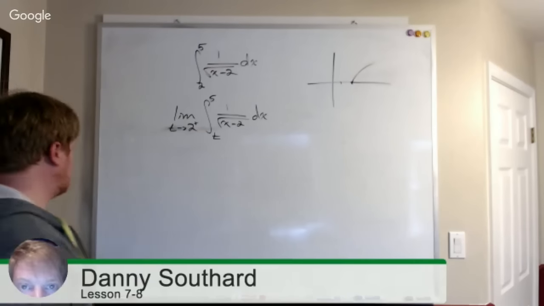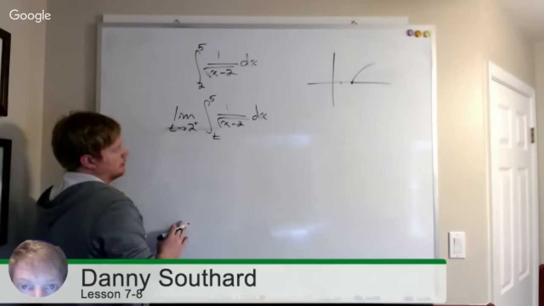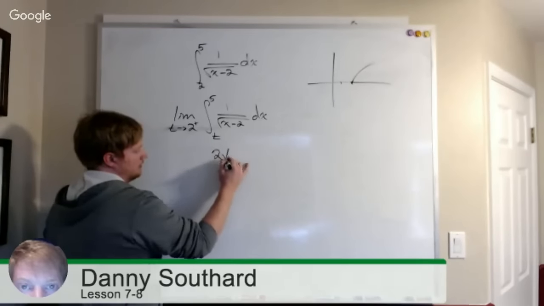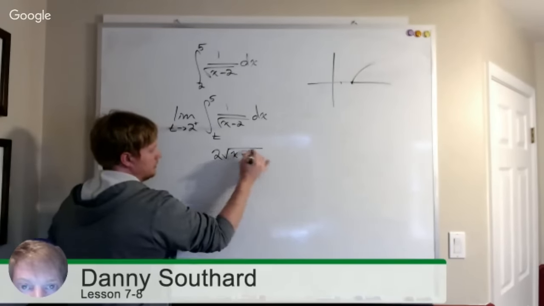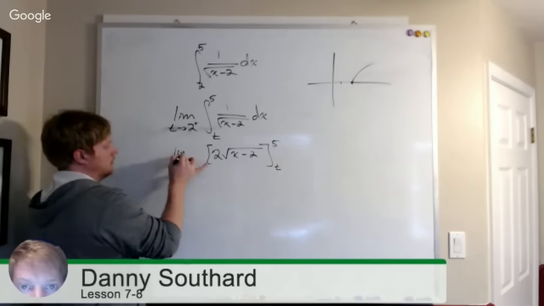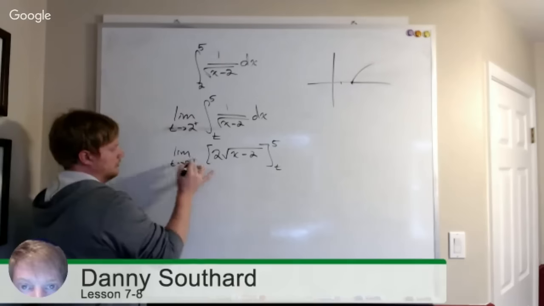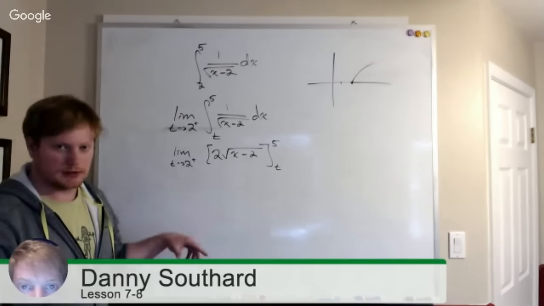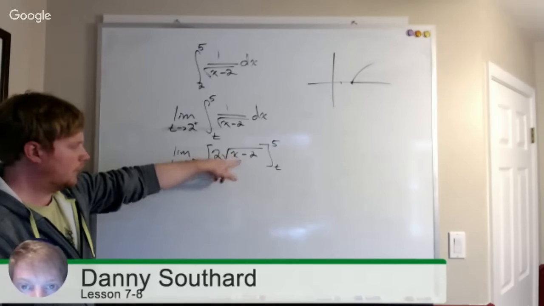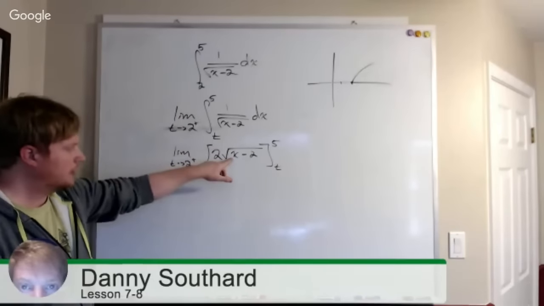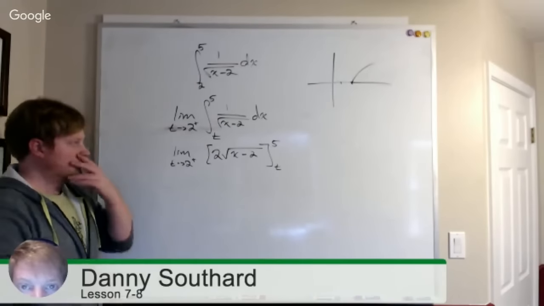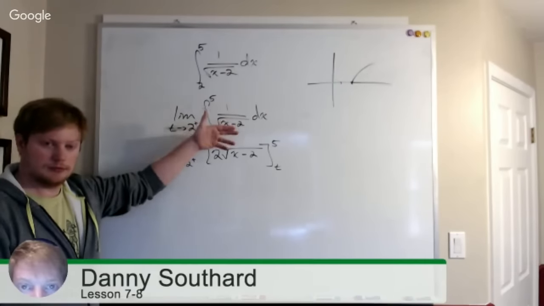Okay, so we need to integrate. This is going to end up being something like 2 times the square root of x minus 2. We're going from t to 5. How'd I get that? U substitution in my head. I take the derivative of this. It's going to be 1/2 times, that gets rid of the 2. X minus 2 to the negative 1/2 drops it into the denominator. So I'm just doing that chain rule in reverse in my head.